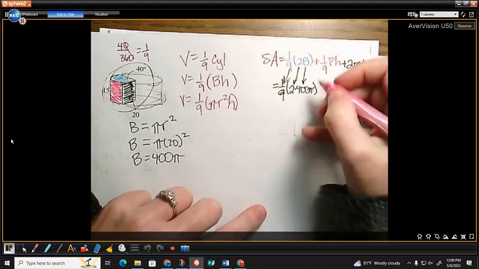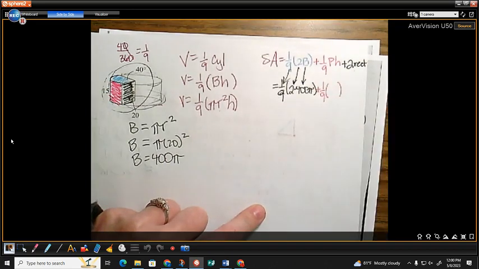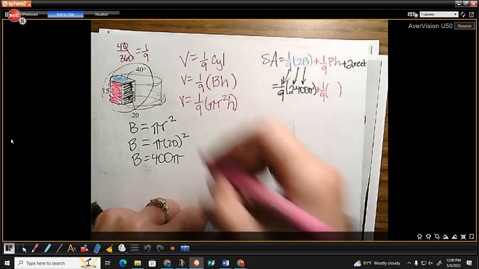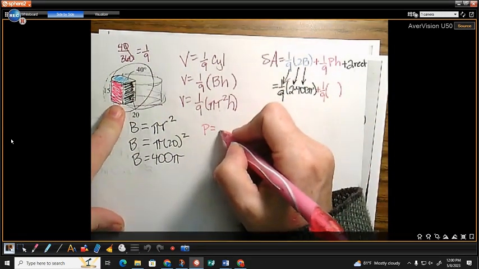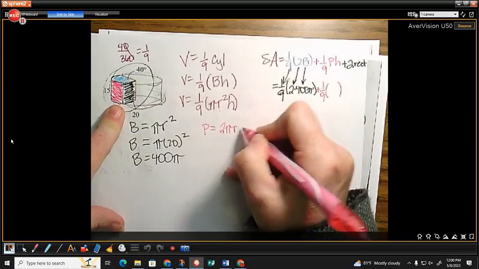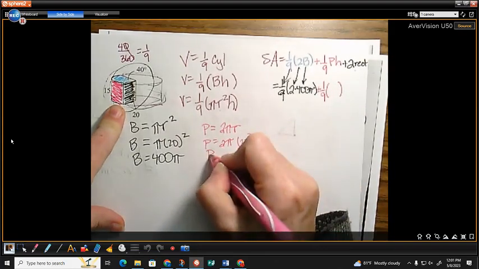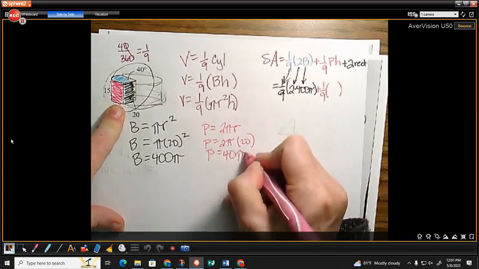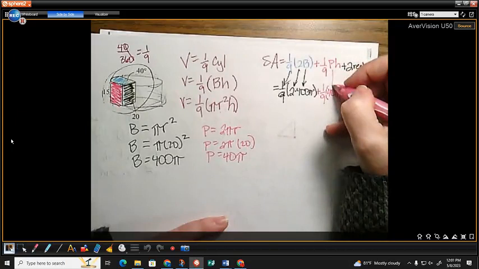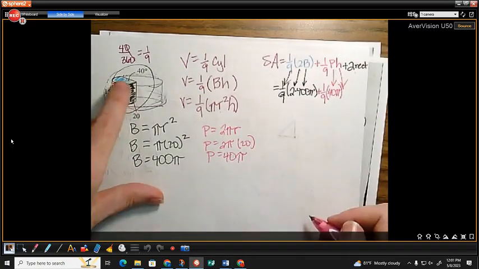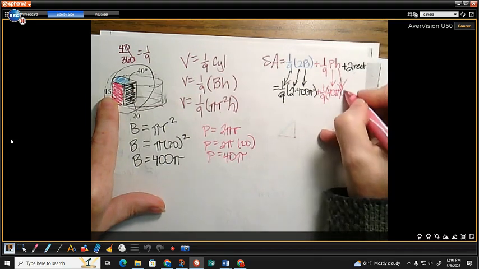Now I'm going to come to this outside surface. I've got 1/9. Do I know the perimeter off the top of my head? No, so I'm going to have to figure out perimeter. How do I get perimeter of this circle? 2 pi r. So my perimeter is going to be 2 times pi times the 20, which will be 40 pi. So that's my perimeter. Now I need the height. What is my height? 15.